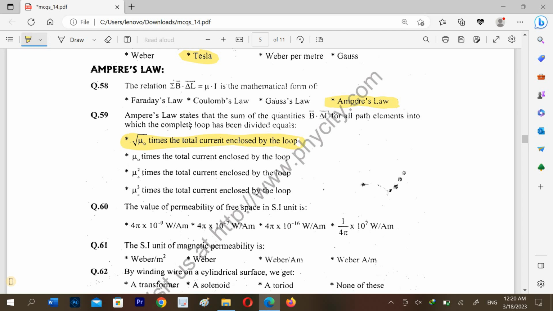The value of permeability of free space in SI unit is this. The SI unit of magnetic permeability is Weber per ampere metre.